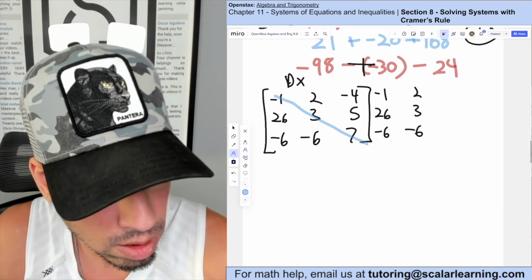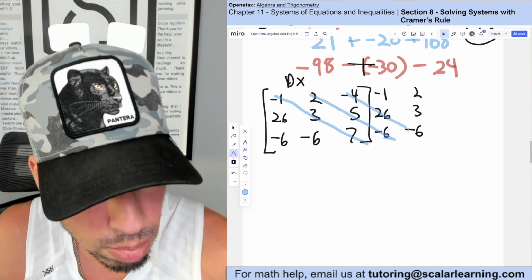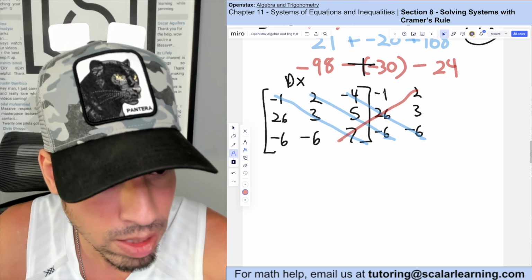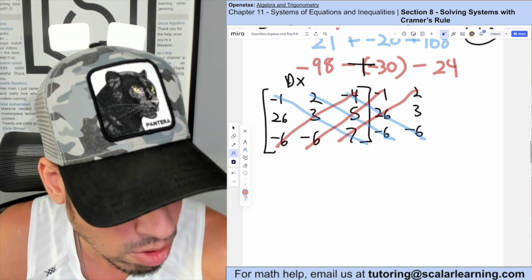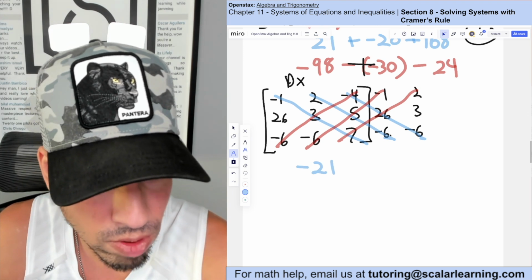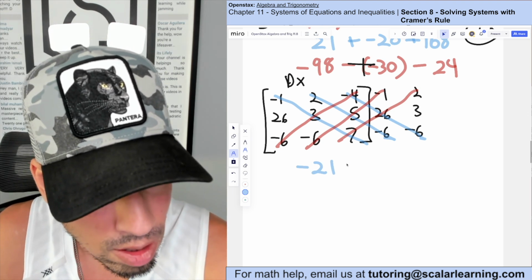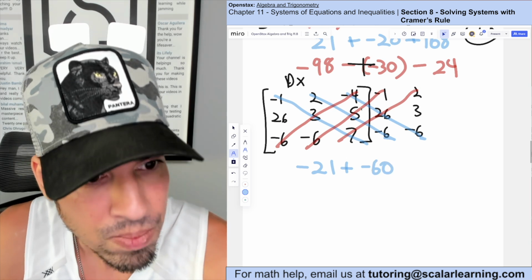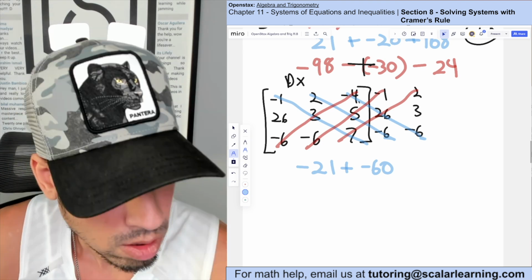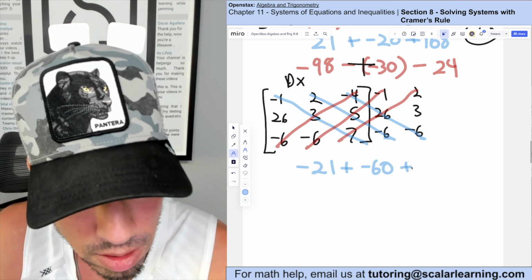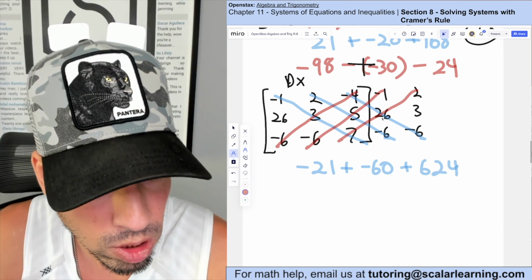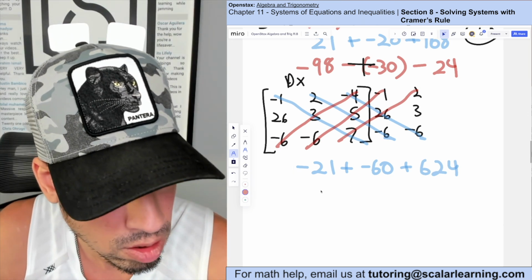So we got this product plus this product plus this product, and then we're minusing this product, minusing this product, and then minusing this product. So we got first negative 21 for that guy. Then we got 2 times 5 times negative 6. That's negative 60. And then we got negative 4 times negative 6, which is positive 24. And then 24 times 26 is 624. Okay, now the reds. So this one would be 2 times 7 times 26 is 364.